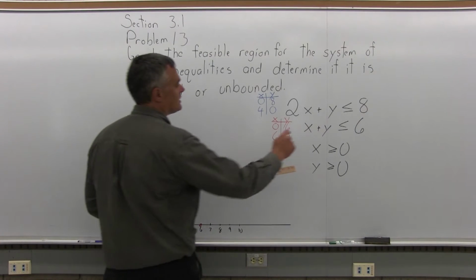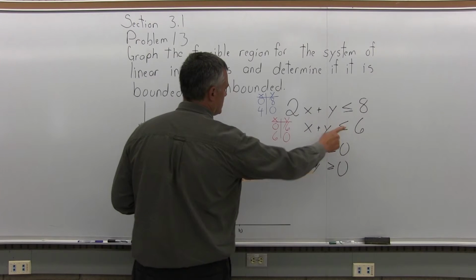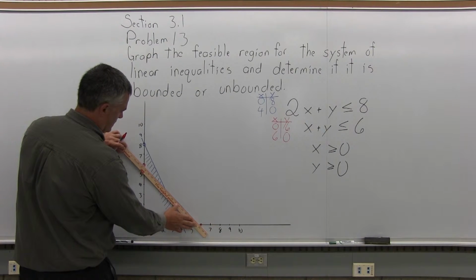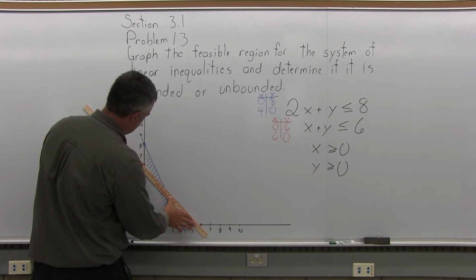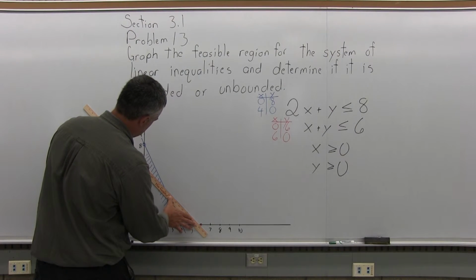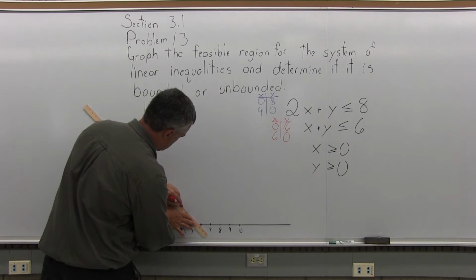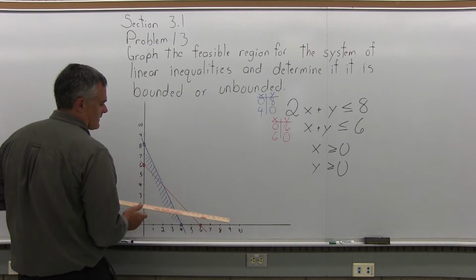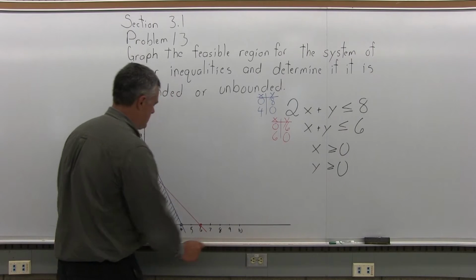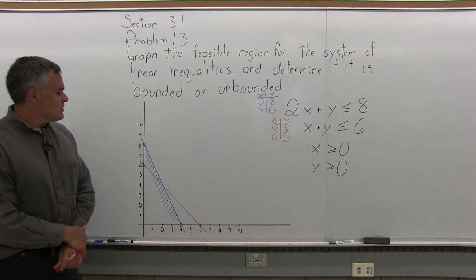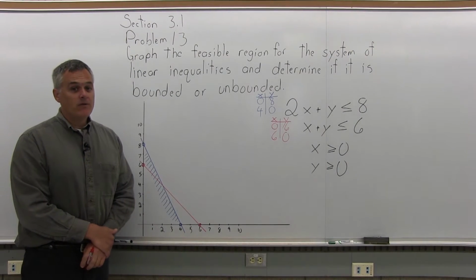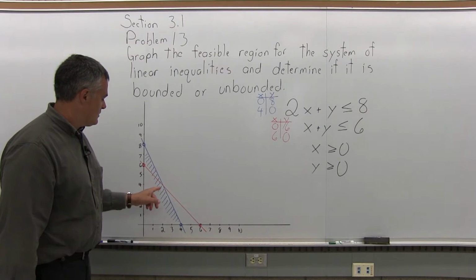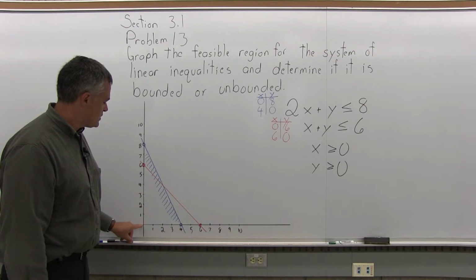Again, I'm going to use a solid line because my inequality symbol has the or equal to in it. So I'm going to connect these. I use a solid line. Now I have to determine whether I shade above the red line or below the red line. So to do that, I'm going to choose a test point that's not on the line.